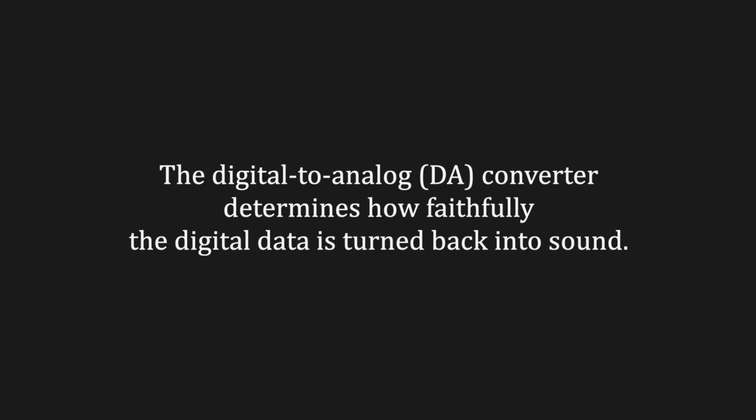Just as the analog to digital, AD, converter determines how accurately a sound is turned into digital data, the digital to analog, DA, converter determines how faithfully that data is turned back into sound. Traditional DA converters can have similar accuracy problems as AD converters. Sigma-delta converters, which work by measuring changes over time instead of amplitude, can reduce some of these problems but must use noise shaping to keep noise out of the audible range.